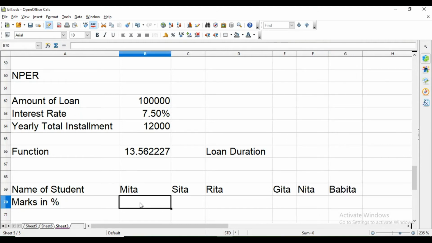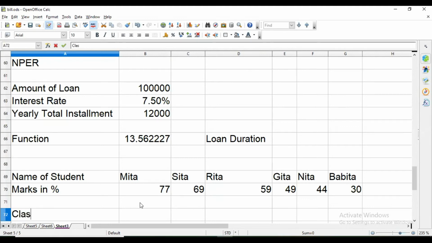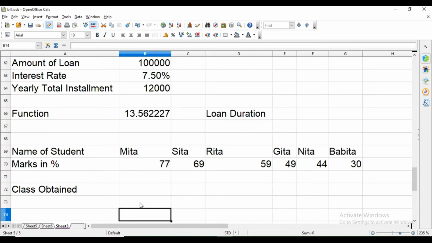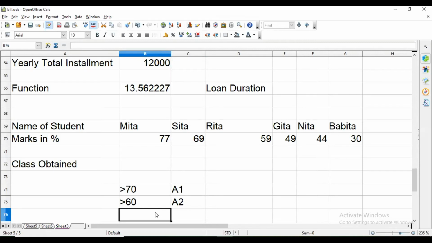Now here, six students are there and their marks in percentage are, for example, 77, 69, 59, 49, 44, and 30. Now the class. This class we are supposed to take according to some condition. So the condition is: greater than 70, we are taking A1. Then greater than 60, A2. Greater than 55, second class.